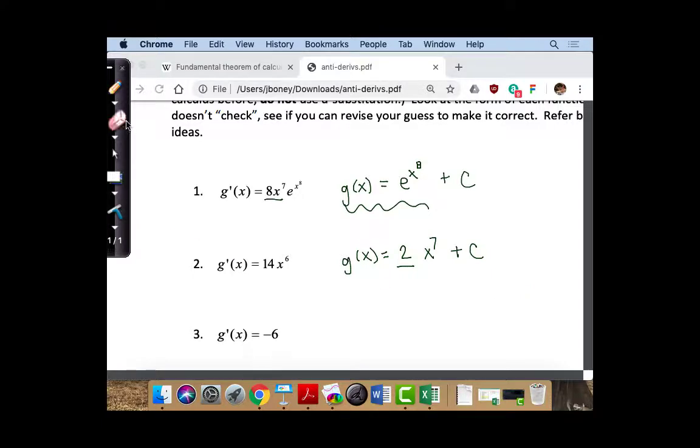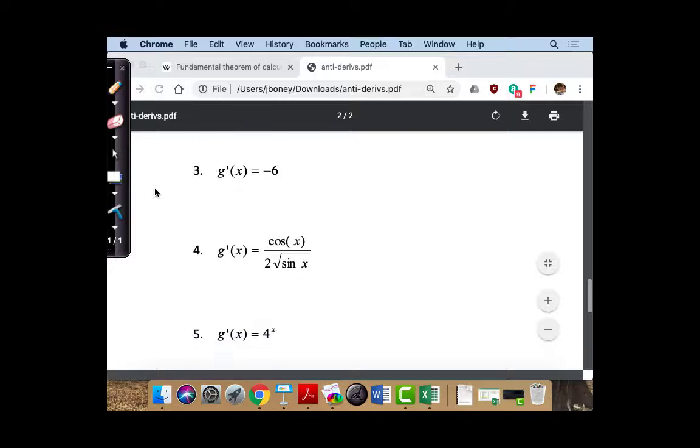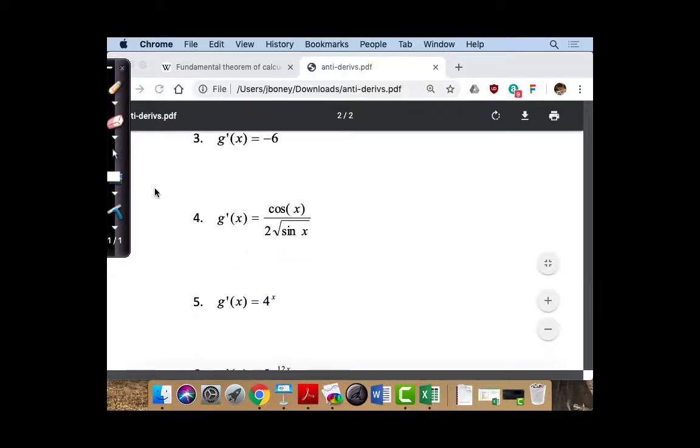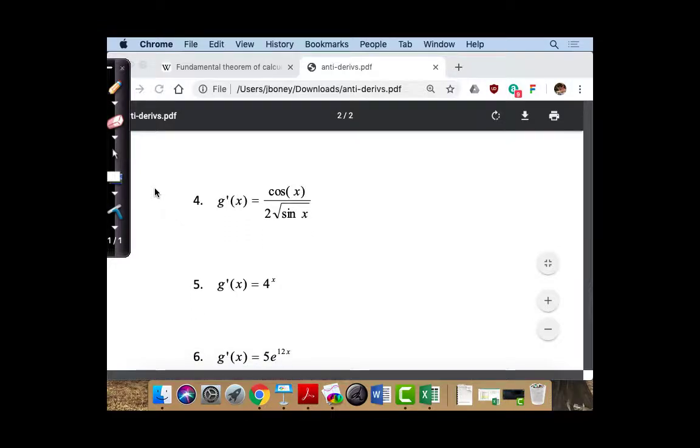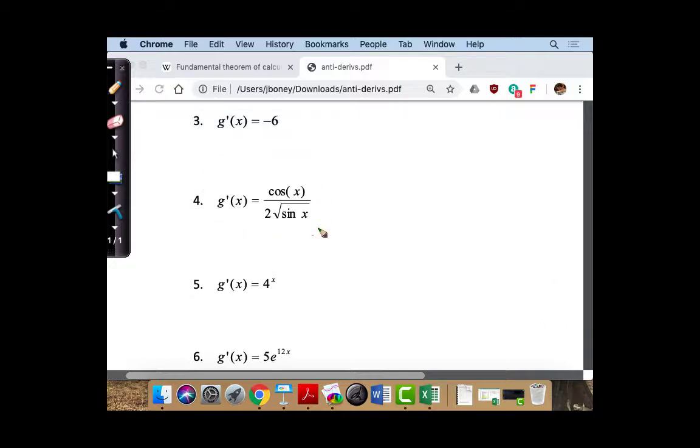So just looking at one other weird one from farther down here. Let's see. How about this number 4? That's a little weird looking. The derivative of some expression ends up with cosine of x over 2 times the square root of sine of x. I don't get to do quotient rule. Any thoughts? Yeah.